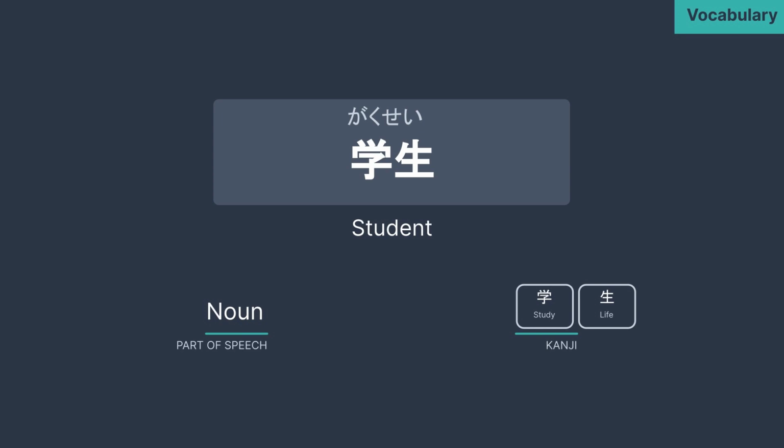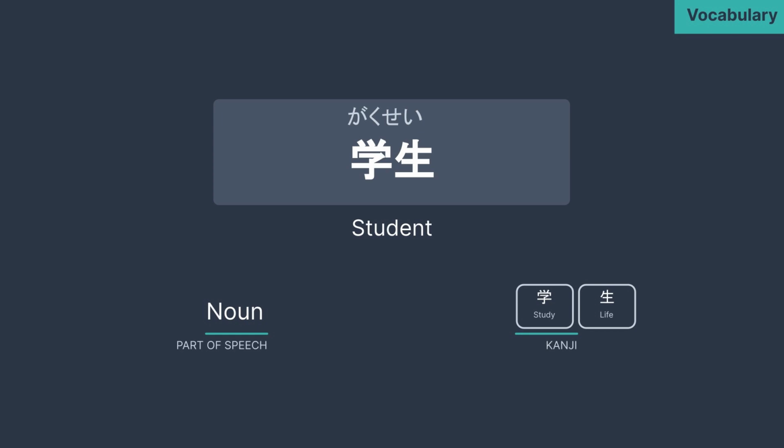Our last word is gakusei. It means student. This is the first word we have learned that combines two kanji together. As you can see, gakusei combines two kanji of study and life, which together form the word for student. This word is a great example as to why learning the meaning of kanji can help you understand and remember the meaning of new words. As this word uses two kanji together, it uses the onyomi readings of those kanji.